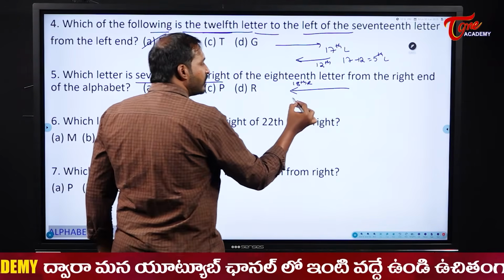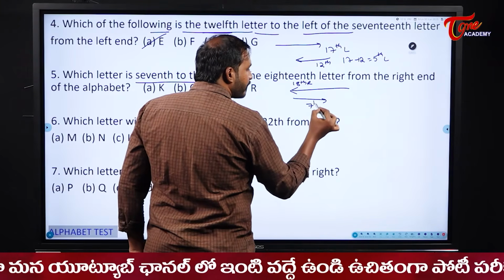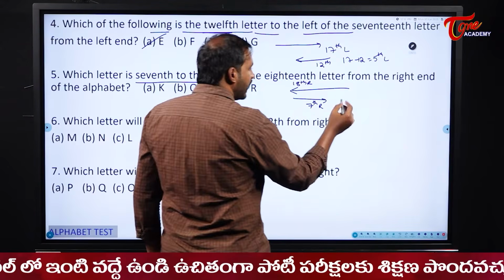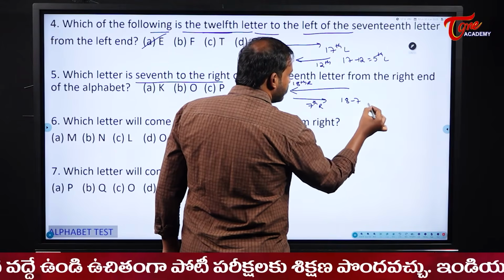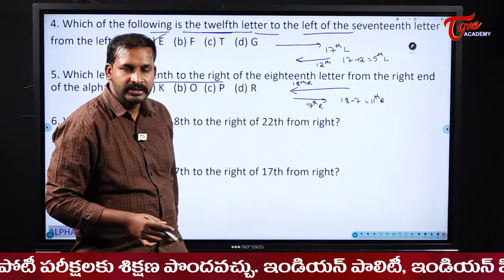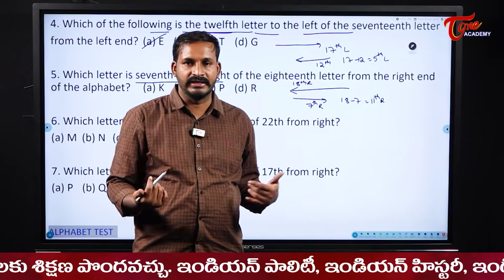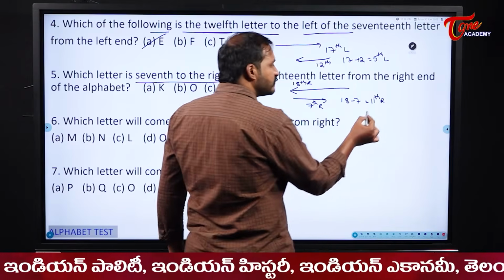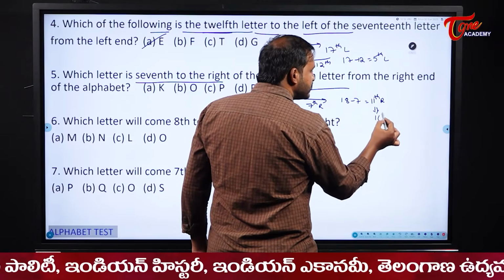That means you are moving now in this direction, right? That means overall what it becomes? Minus. So 18 minus 7. What it becomes? 11th from right. We actually don't know what is the 11th from right. So from left I will change this 11th to right. Left. What it becomes? 27 minus 11. What it becomes, students? 27 minus 11 it becomes 16th from left.